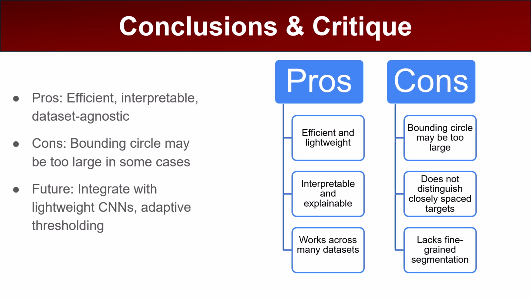Looking forward, there's a strong opportunity to enhance this method by combining it with lightweight conventional or convolutional neural network or transformer models for post-processing. Another promising direction is adaptive thresholding, which could make the localization more sensitive to varying contrast and background textures. These additions can preserve the method's efficiency while improving its precision and robustness in more complex clinical scenarios.